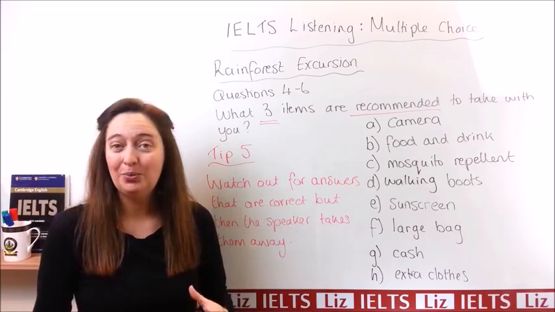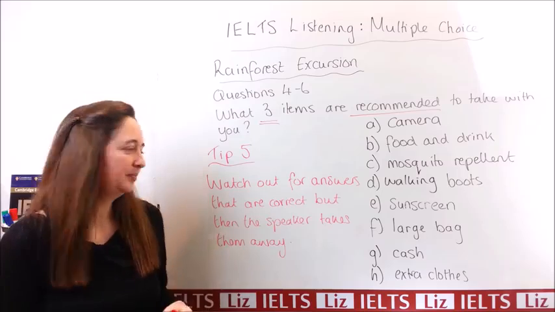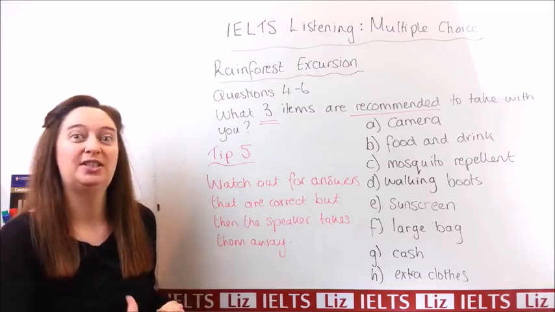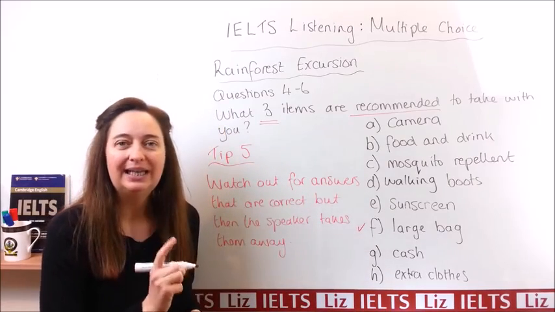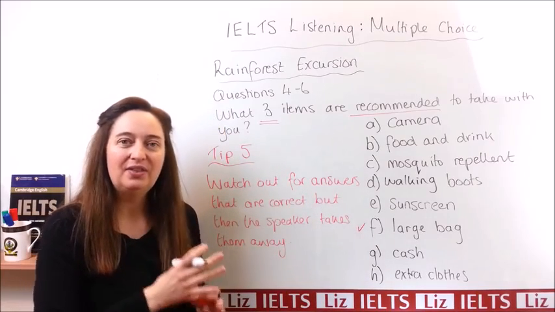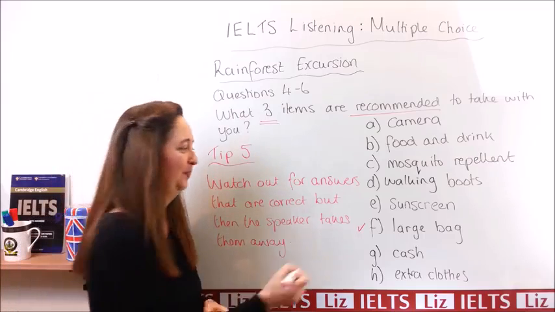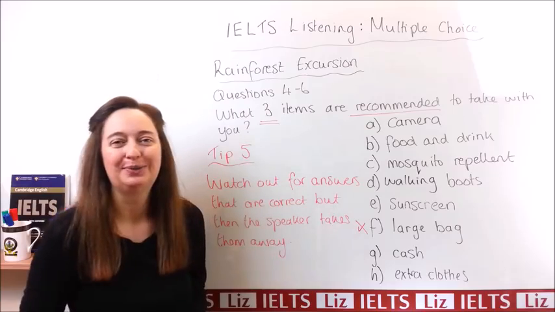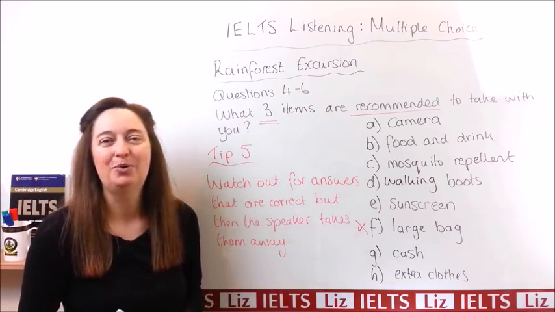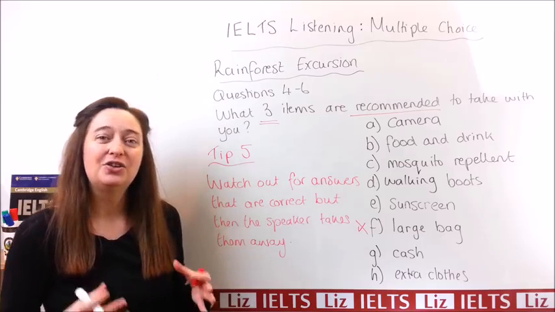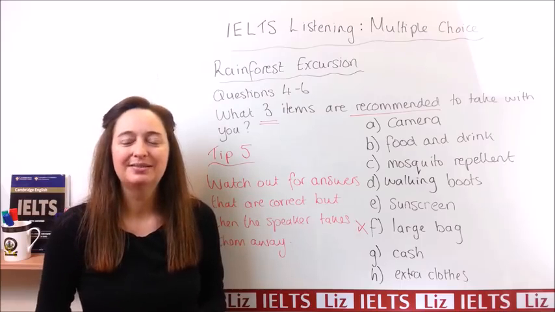So that's a common way that IELTS try to trap you. So when you're listening and you hear the words, you should take a large bag, you can put a tick, but keep listening. And if the sentence changes and says, but actually you don't need to, put a little cross through. And that way you know that you need to keep listening for more answers. Right, so those are 5 useful tips for your multiple choice.